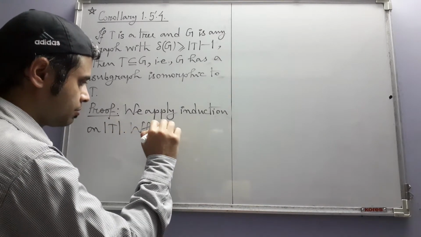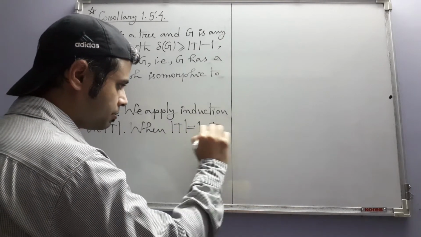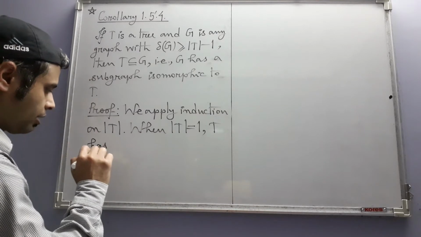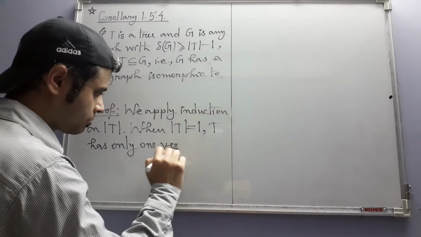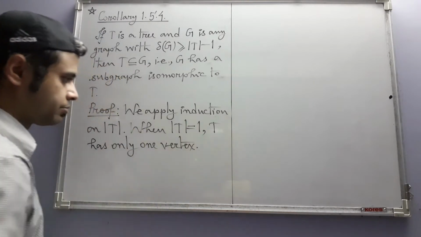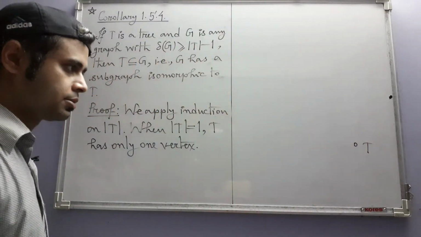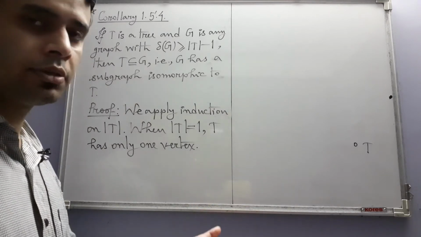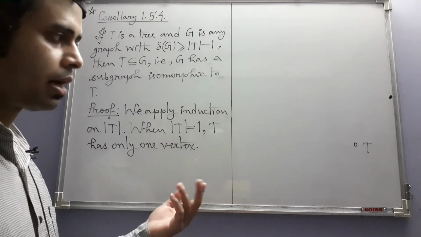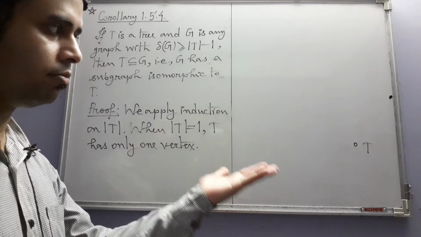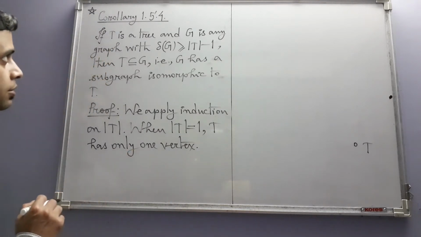When the order of T is equal to 1, T has only one vertex. Okay, so this is our T, just one vertex. If you want, you can consider other trees having only a single vertex, but up to isomorphism you can clearly see there is only one tree having a single vertex.